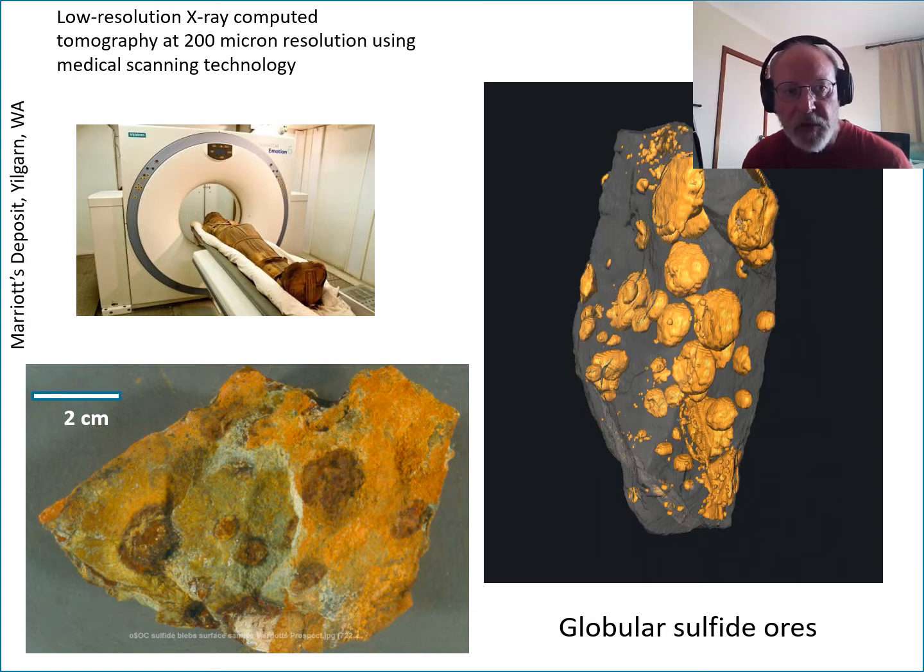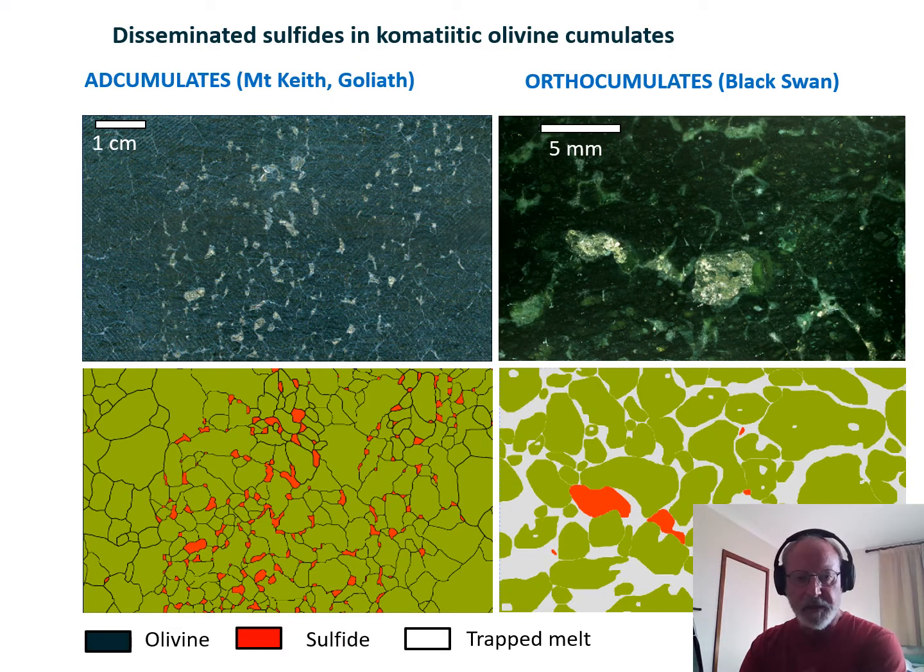It's been a real revolution looking at these things in 3D to see what they can actually tell us. The morphology of the now solidified sulfide droplets that we find in the rock depends a lot on what proportion of crystals to silicate liquid to sulfide liquid there was in the rock at the time that it accumulated. And here's an example of two different textures. The one on the left is what we call an adcumulate, the one on the right is an orthocumulate.